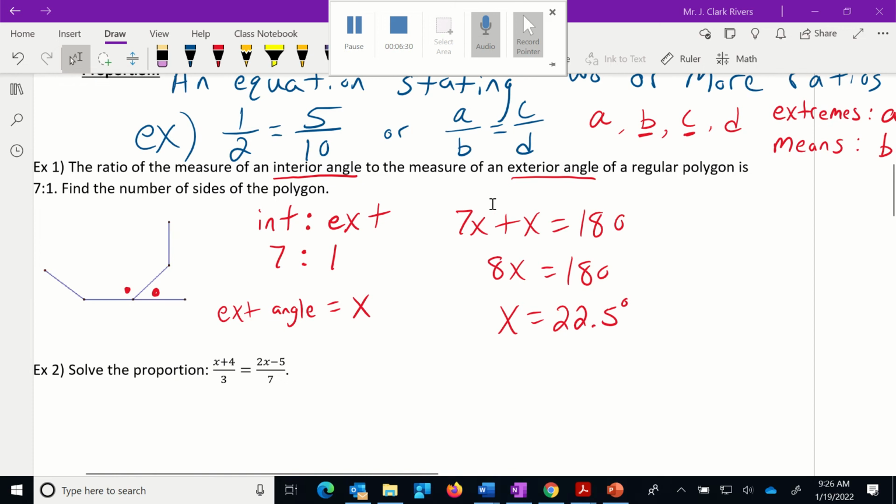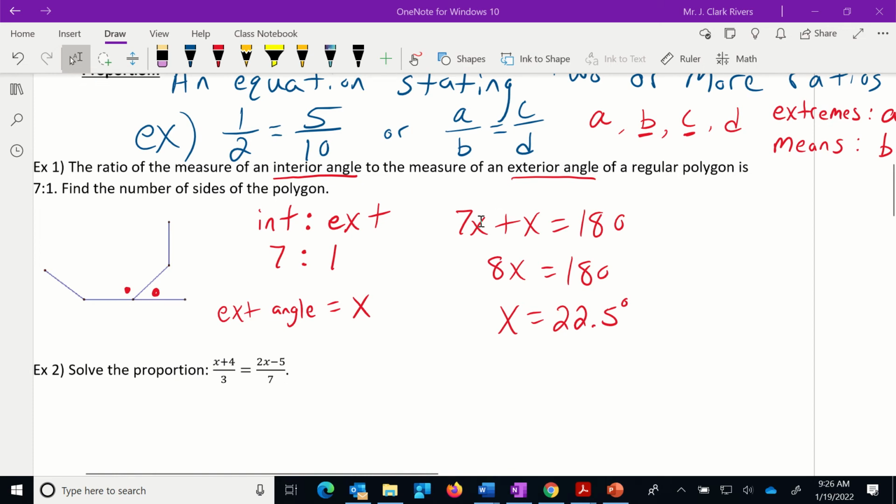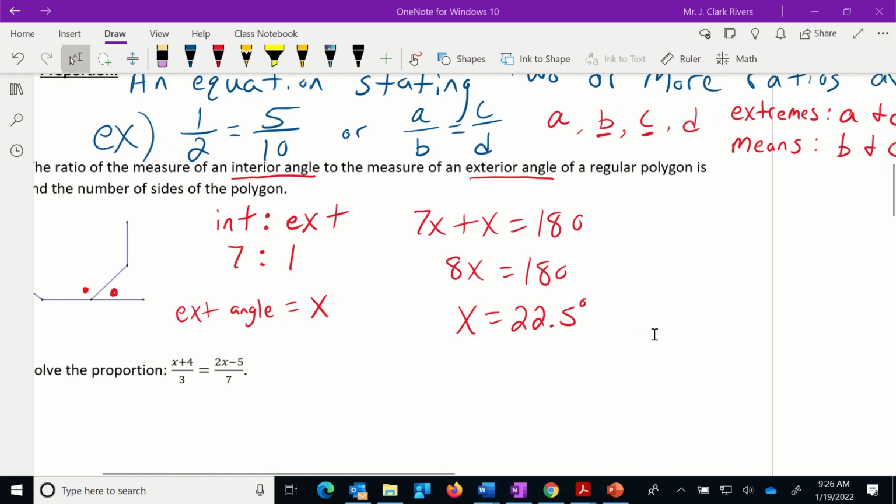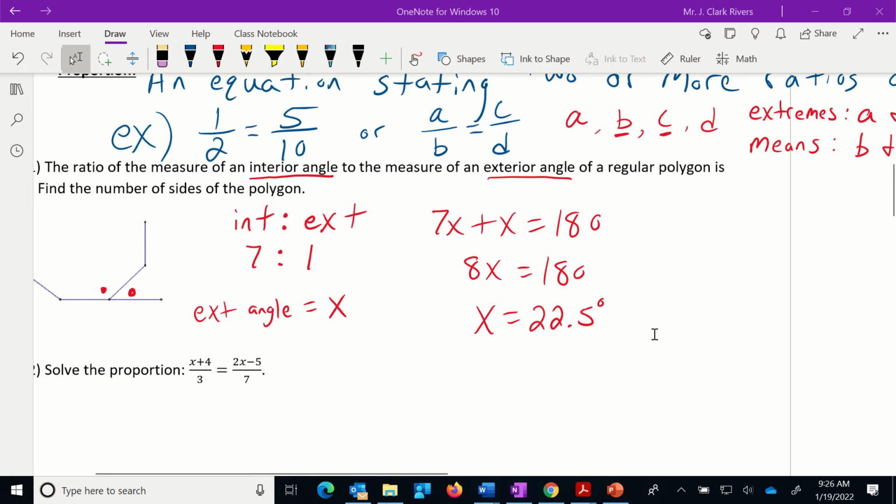So our equation is going to be 7x plus x, right? That's our interior angle plus our exterior angle equals 180. They are supplementary. So we get 8x equals 180, x equals 22.5. And then Brent, how can we finish this out? We're trying to find the number of sides of the polygon. X is 22.5, which is our exterior angle. What can I do? 360 divided by 22.5. There you go. 360 divided by 22.5. And that is equal to what?